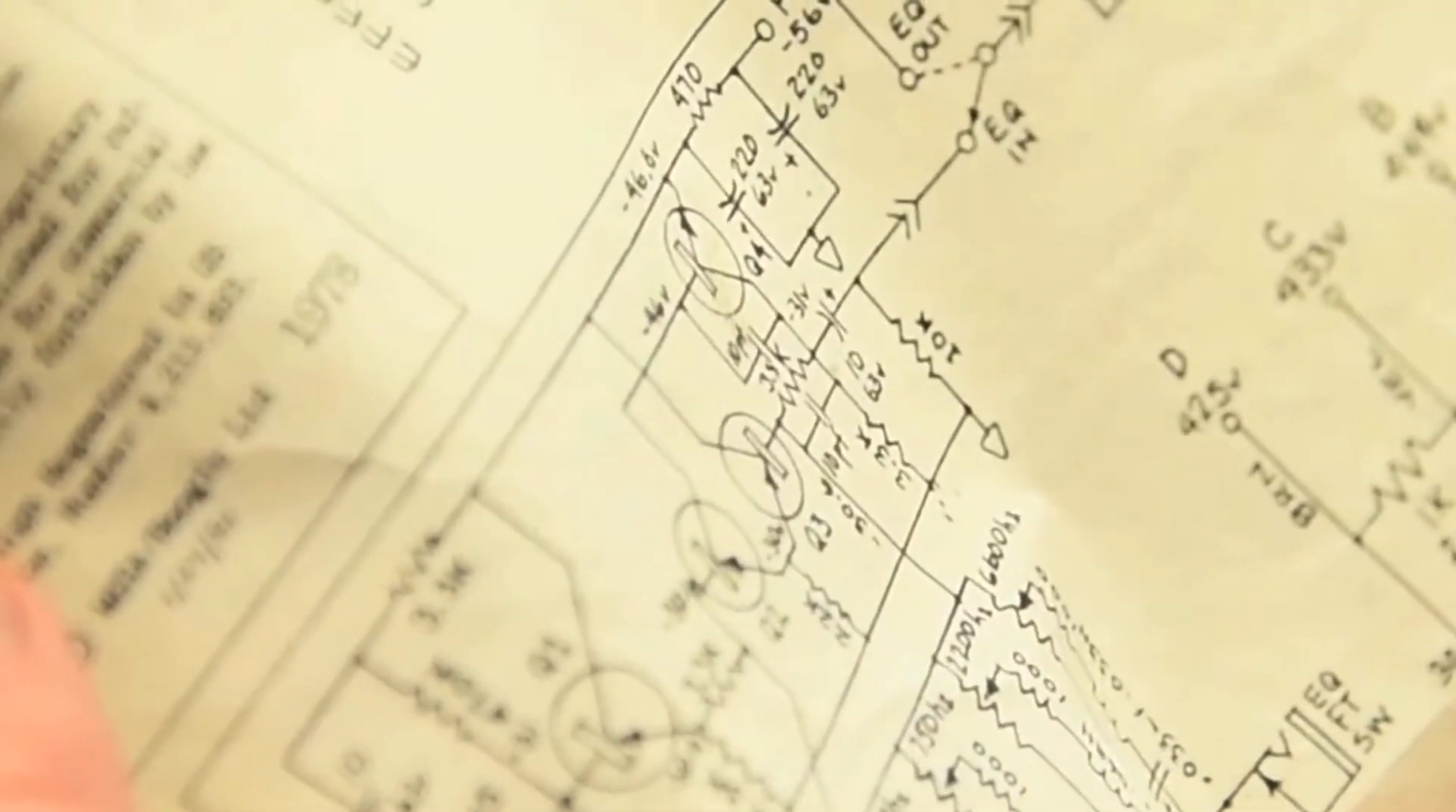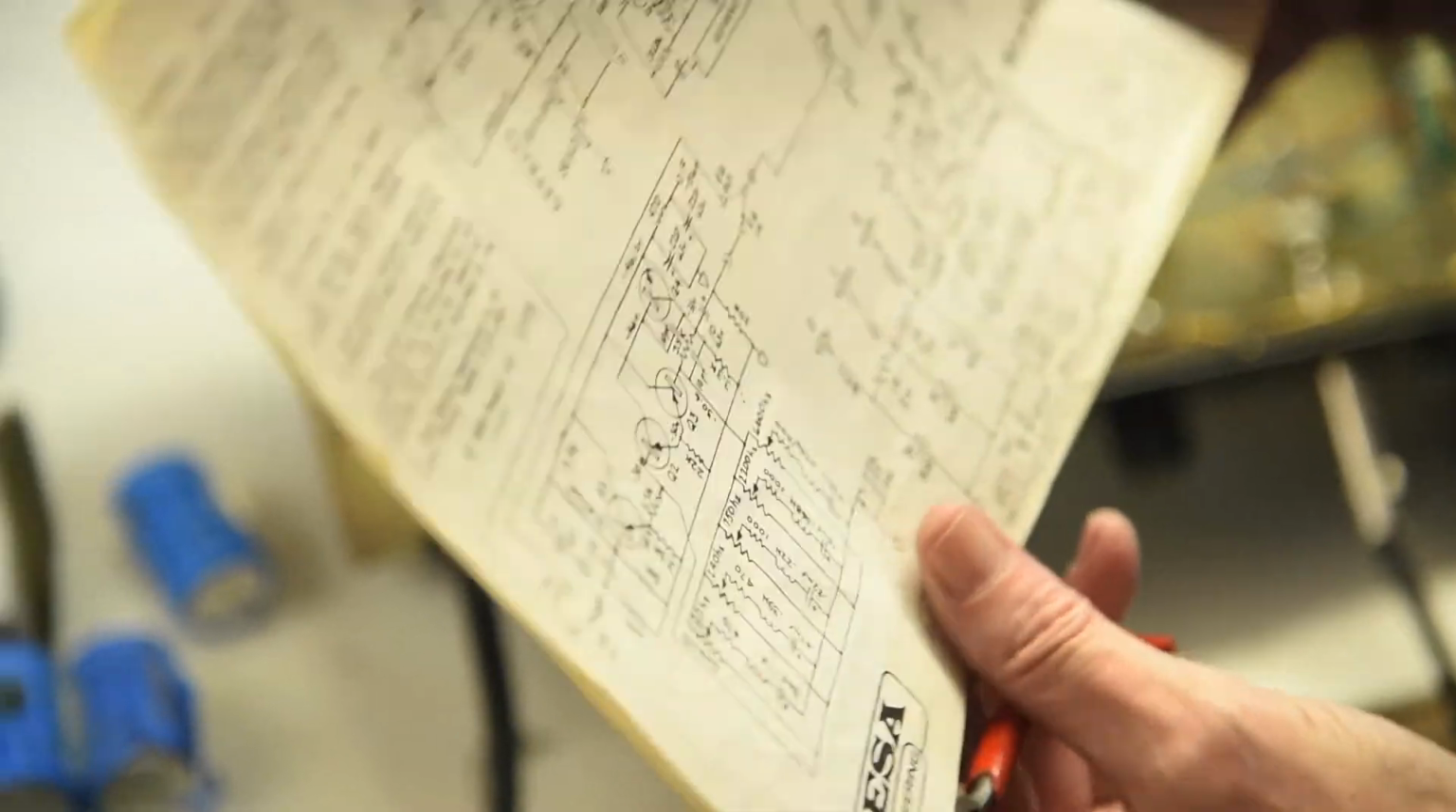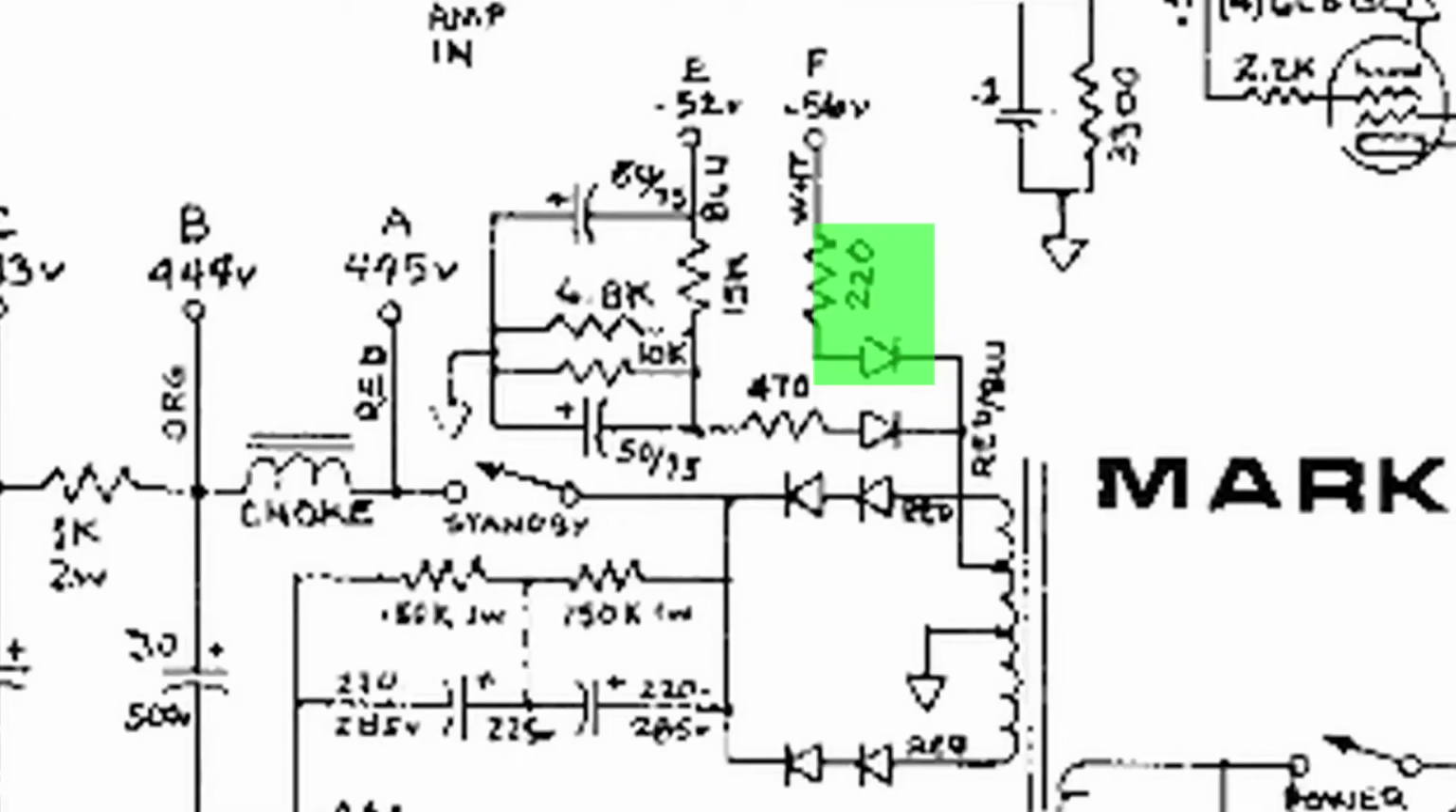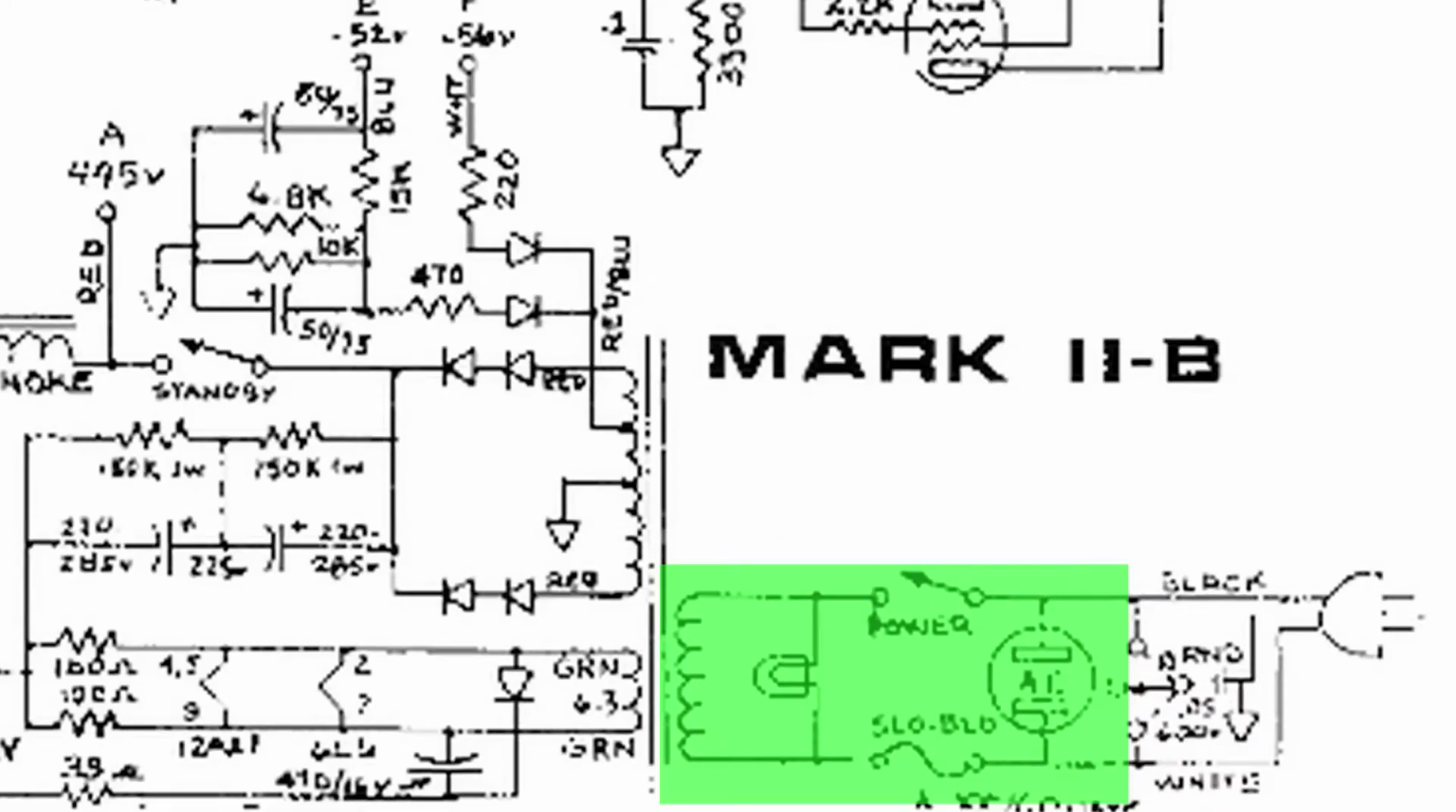It's minus 30.4. Now those caps that we just changed, that's these two. See these 220s? Oh yeah, right there. And that's the beginning of the amp, right there. It's right out of the transformer, see?